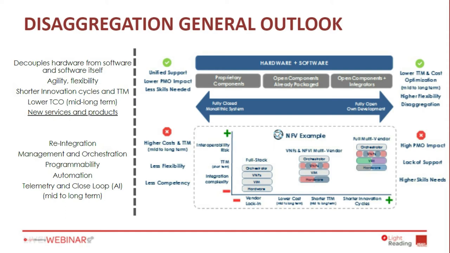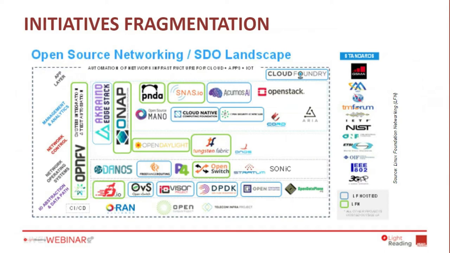Let's talk about the initiative fragmentation. To make things more complicated, when CSPs decide to embrace the transformation to DSPs, and as part of this disaggregation journey, they find a very complex scenario from the industry point of view. This is just an example based on a picture from the Linux Foundation Networking about the initiative fragmentation and proliferation. On the right side of the slide, you can see SDOs, or standardization bodies, which also have many initiatives within them.